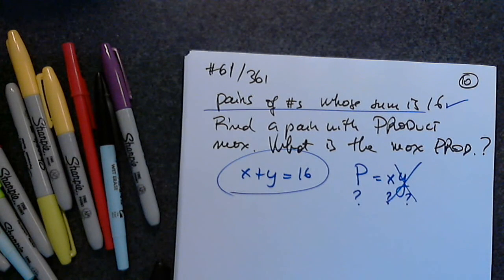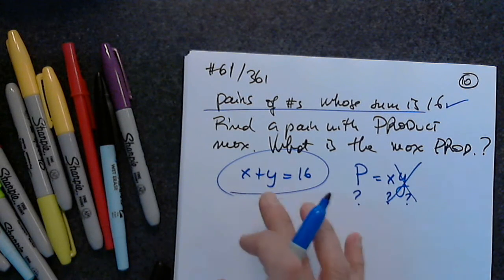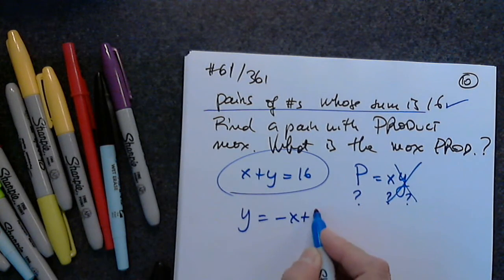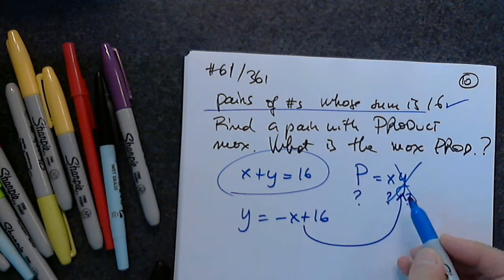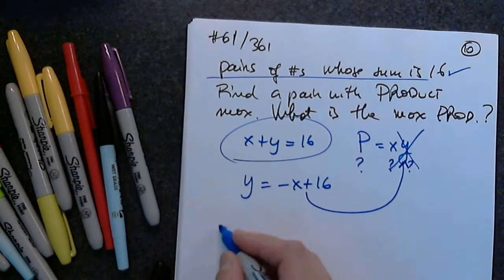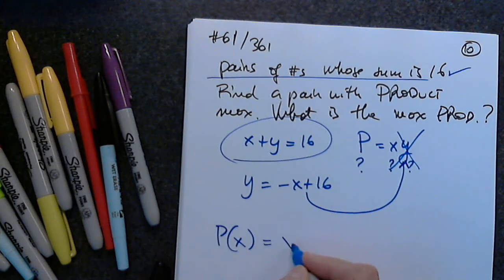What will I do to that equation? Because I want to eliminate y here. What should I do here? What should I solve for? If I solve for x, then I'll keep y. Exactly. So y equals negative x plus 16, and this is what I will replace y by. So now I can say that this product is indeed a function of x only.